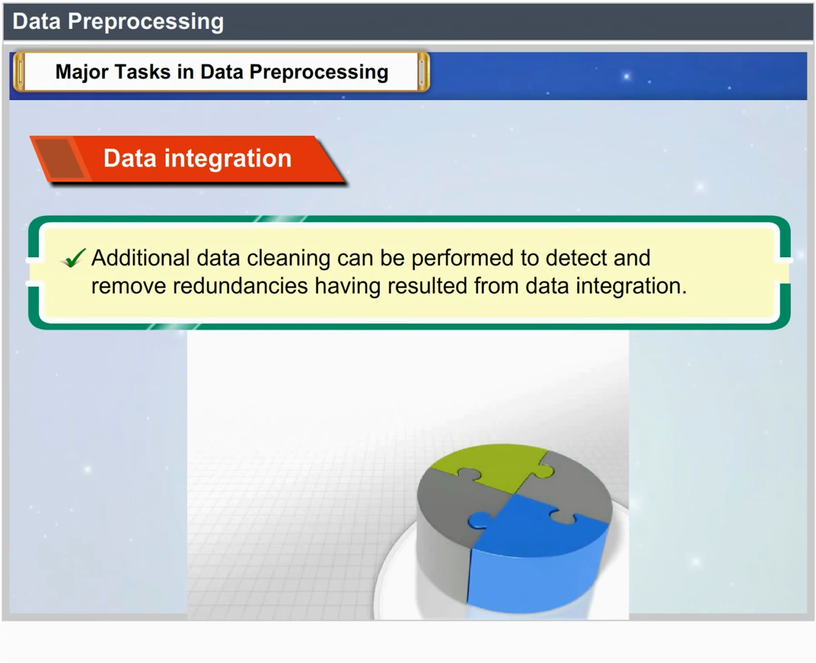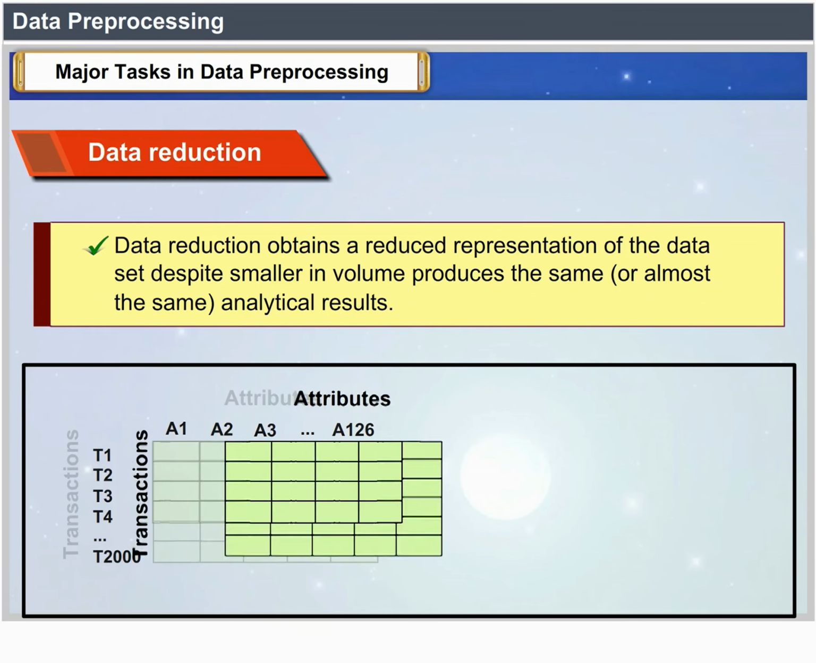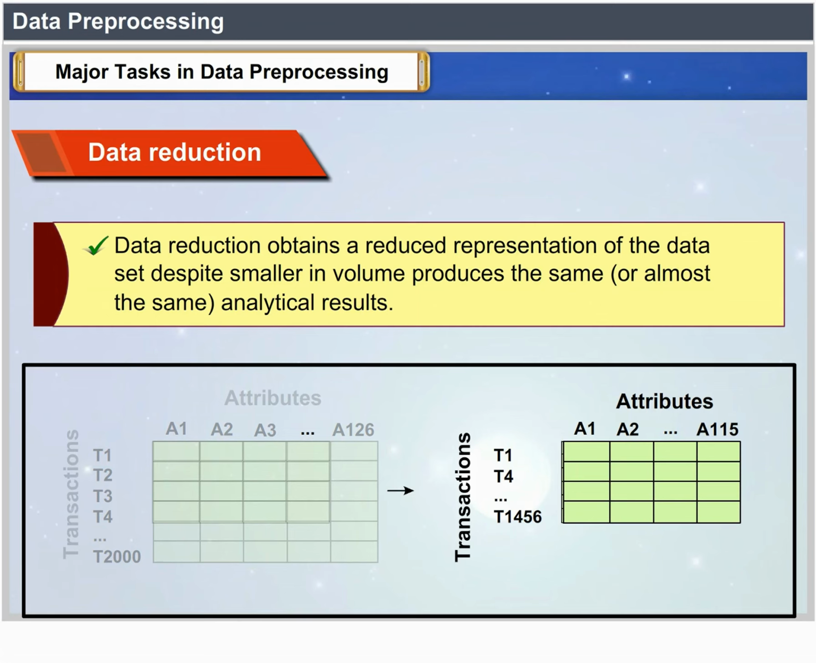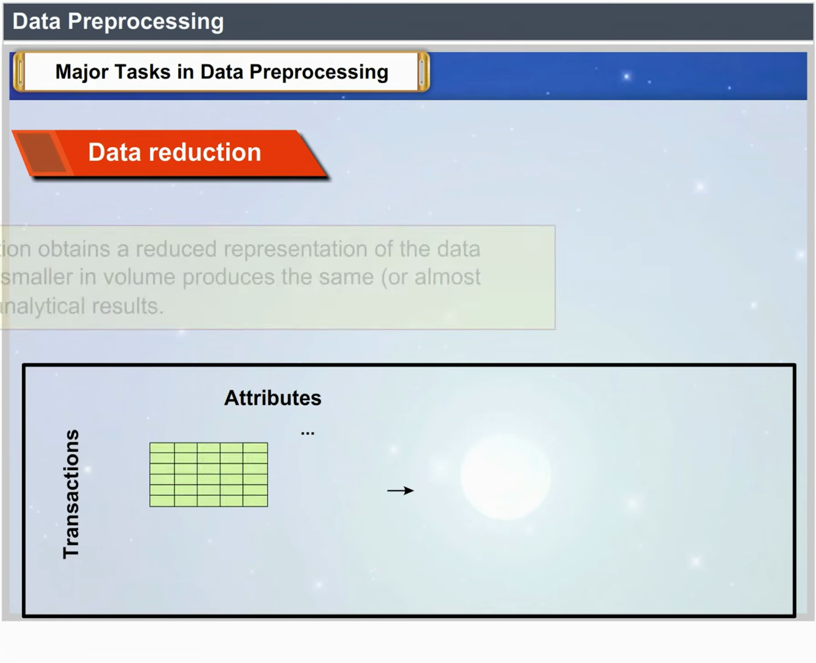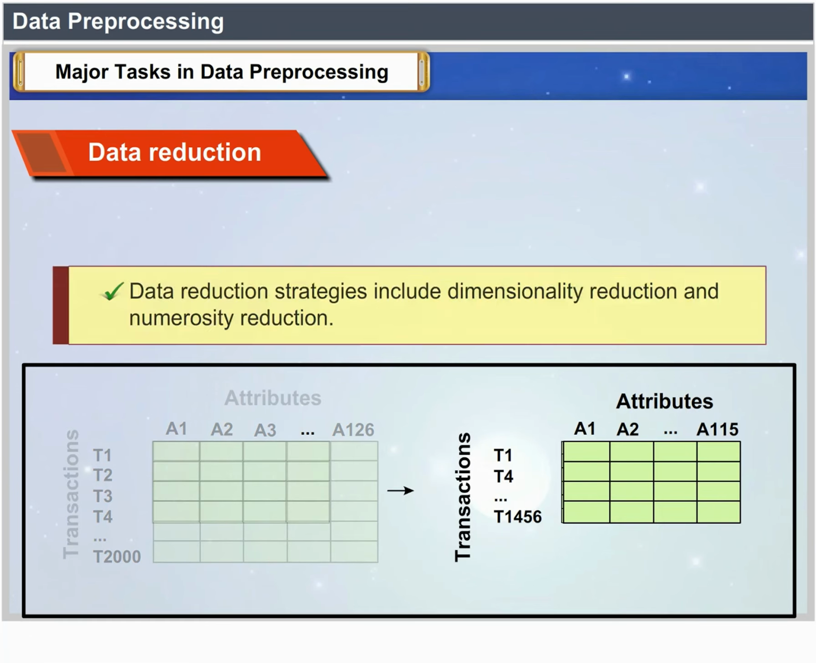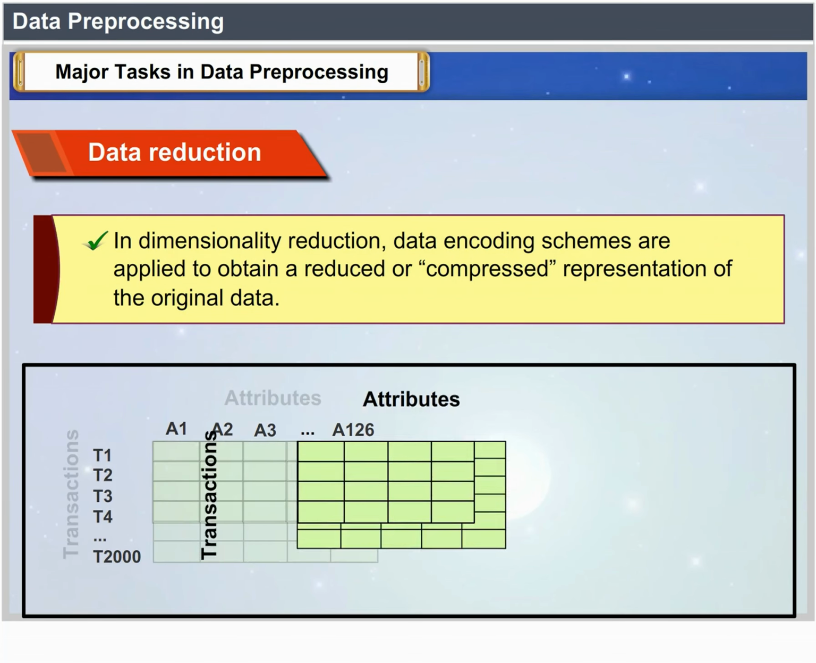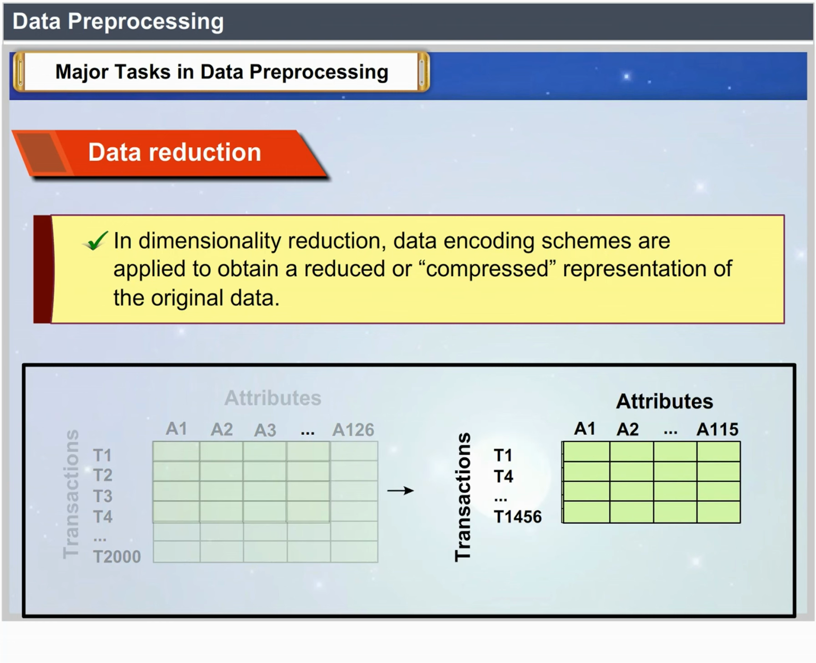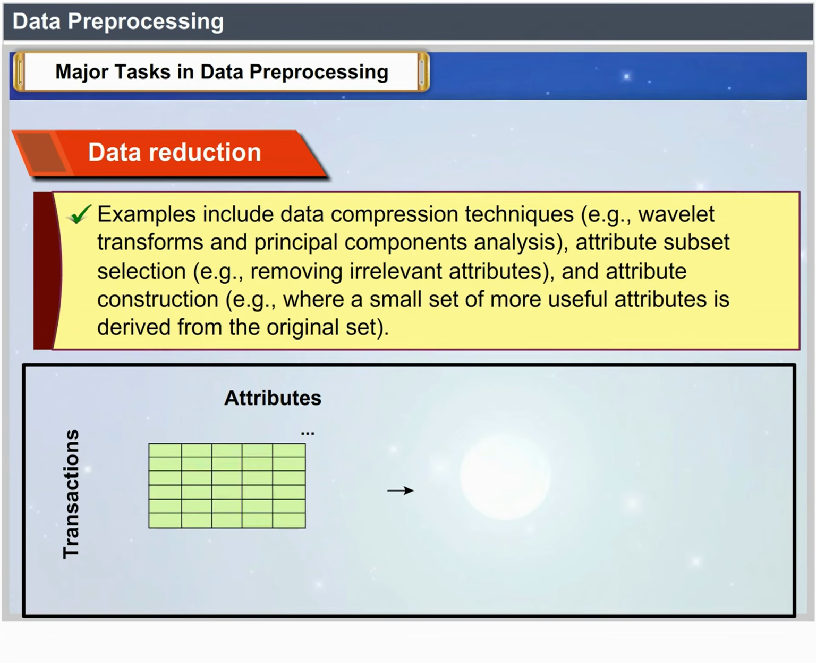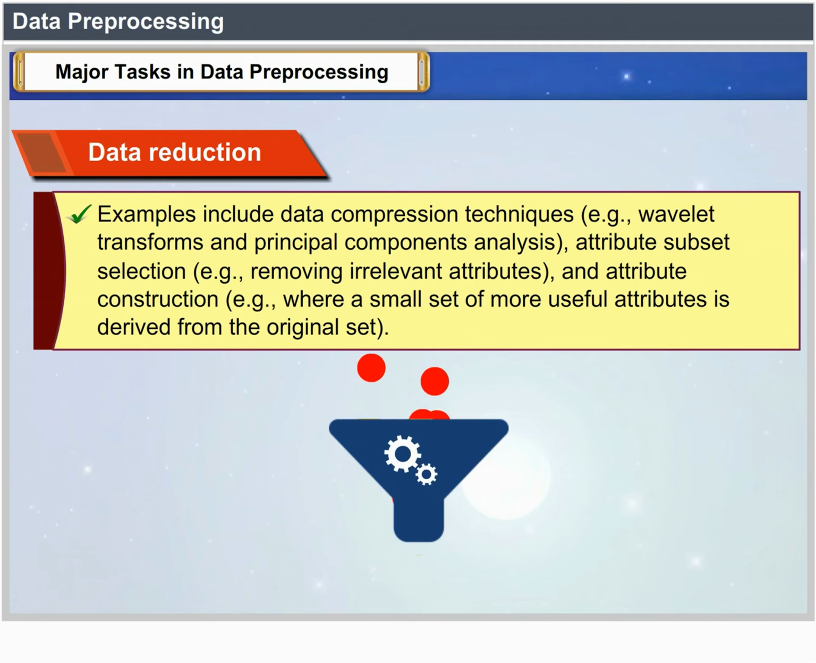Data reduction. Data reduction obtains a reduced representation of the data set that is much smaller in volume, yet produces the same or almost the same analytical results. Data reduction strategies include dimensionality reduction and numerosity reduction. In dimensionality reduction, data encoding schemes are applied so as to obtain a reduced or compressed representation of the original data. Examples include data compression techniques such as wavelet transforms and principal components analysis, attribute subset selection, for example, removing irrelevant attributes, and attribute construction, for example, where a small set of more useful attributes is derived from the original set.